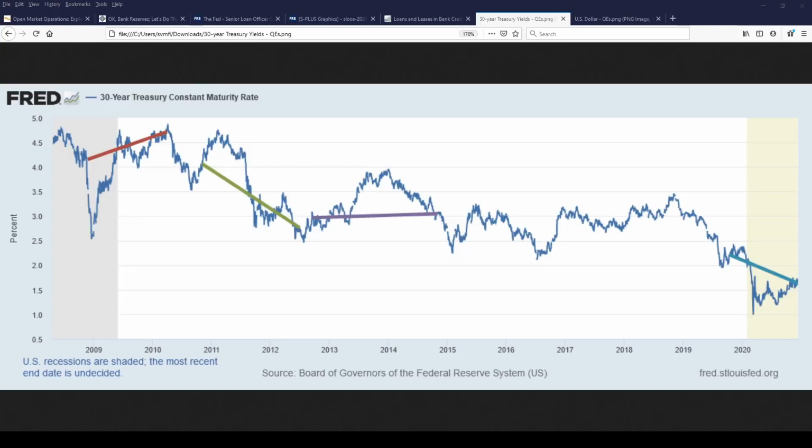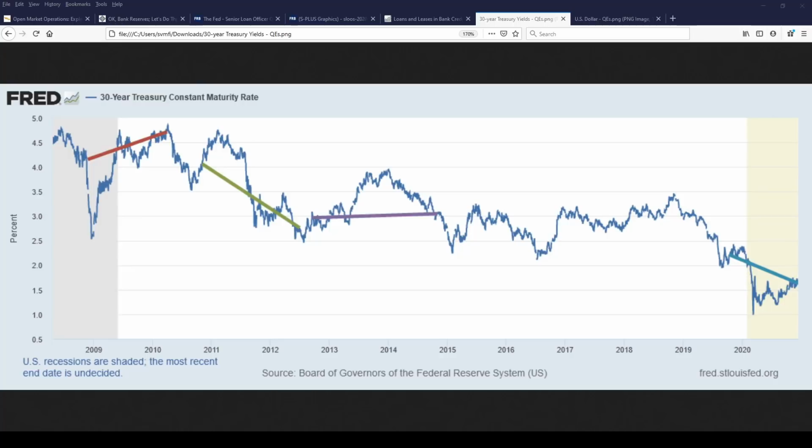Now, if we go to quantitative easing 2, it started on November 3rd, 2010, and 30-year yields were 4.063%, and it ran through October 29th, 2012, where yields fell minus 1.3% to 2.763%. So the notion that quantitative easing leads to higher interest rates, well, that didn't happen during quantitative easing 2.